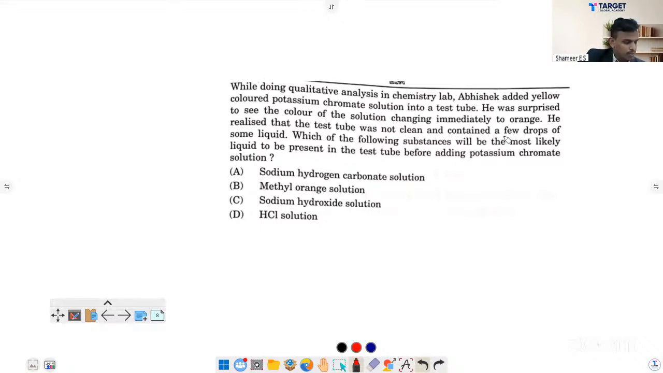Okay, which of the following substances will be the most likely liquid to be present in the test tube before adding potassium chromate? This is a direct question, asked many times. The same question you can see in previous years also. HCl is the correct answer. HCl solution is the correct answer. Next, assertion reason.